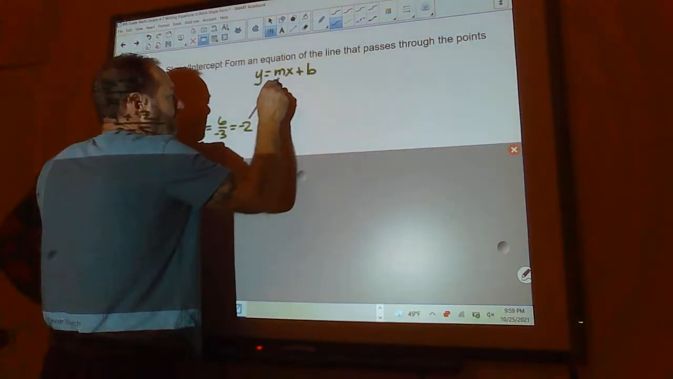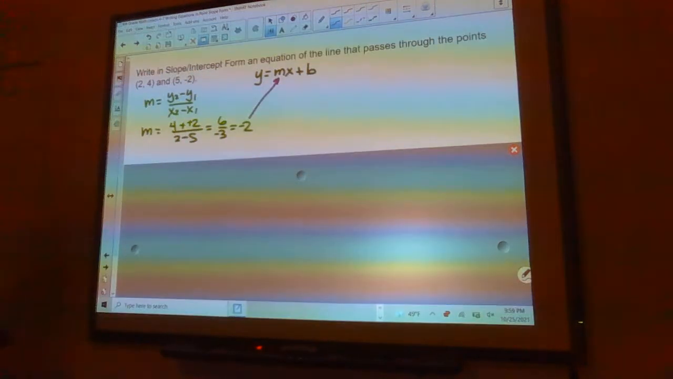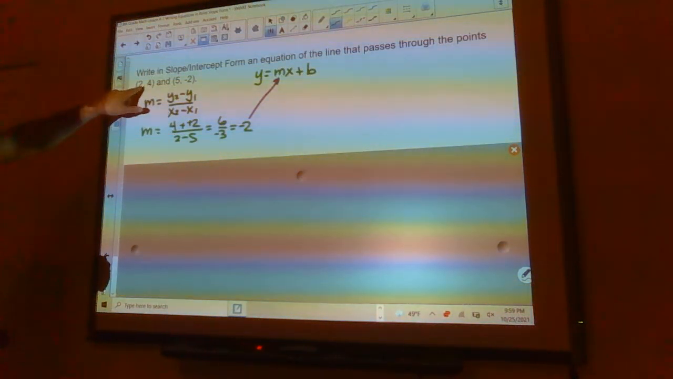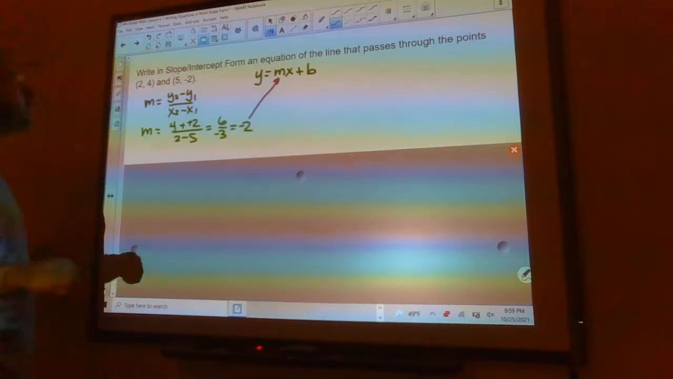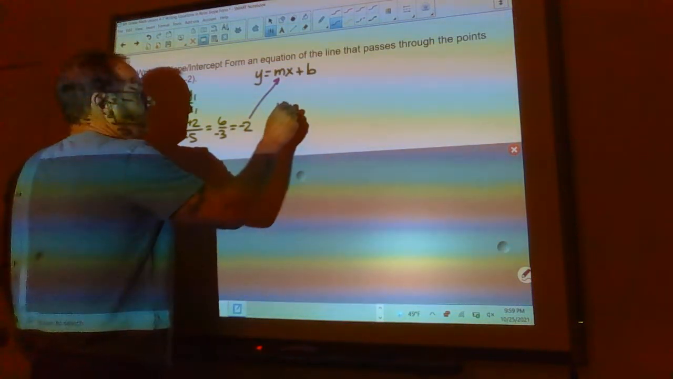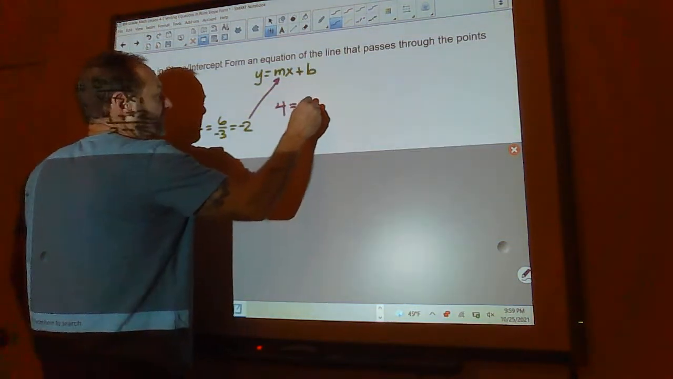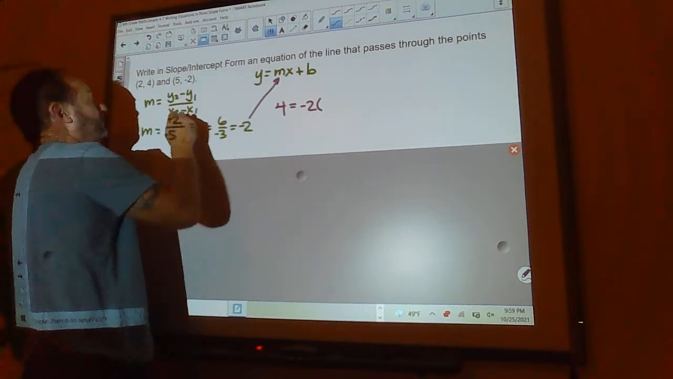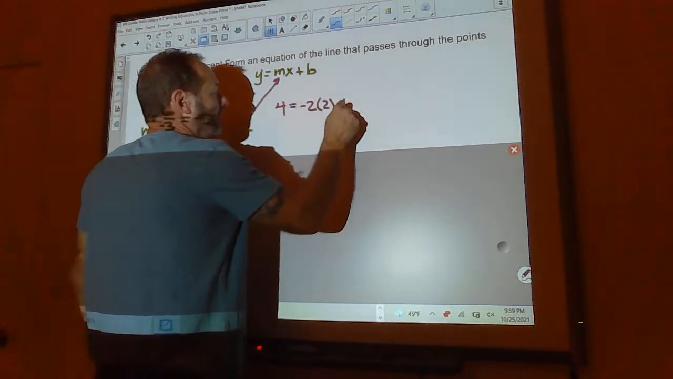That's going to go right there. So now I need an x and y. Just pick one of these 2 points. I'm going to pick this one because it has no negatives. So my y is going to be 4. My slope is -2. My x is going to be 2 plus b.